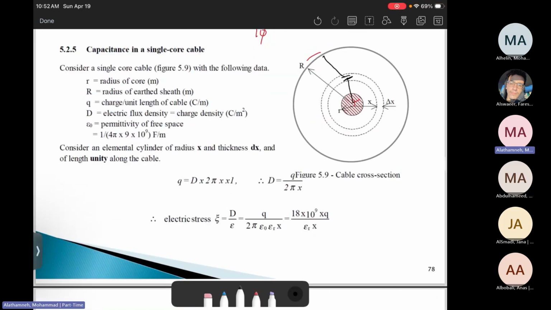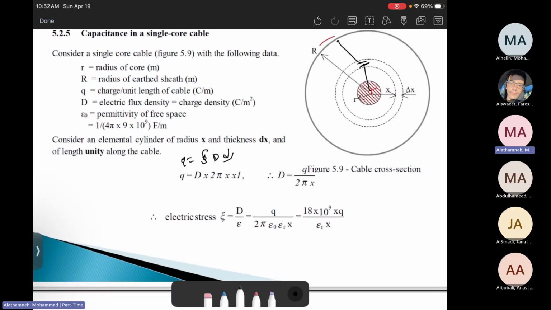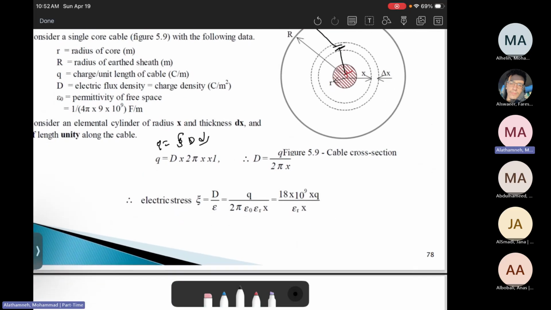We can use Gauss law, and then basically Q equals the integral of D dS, the surface integral, which will be D times 2 pi x times L. Then we can calculate D, which will be Q over 2 pi x. Then the electric stress, zeta, equals D divided by epsilon, which is Q divided by 2 pi epsilon naught epsilon r x, which will be 18 times 10 power 9 divided by epsilon r times x.